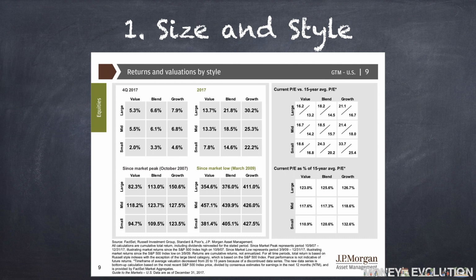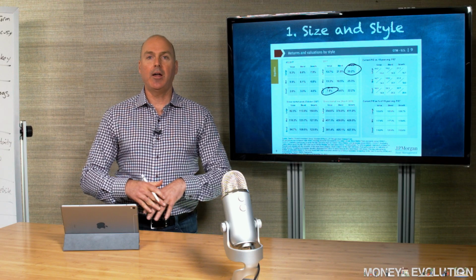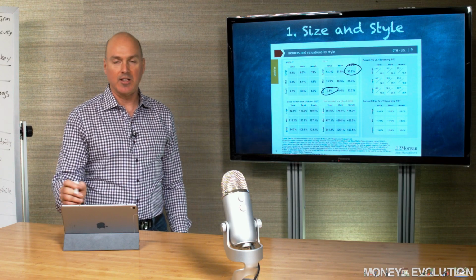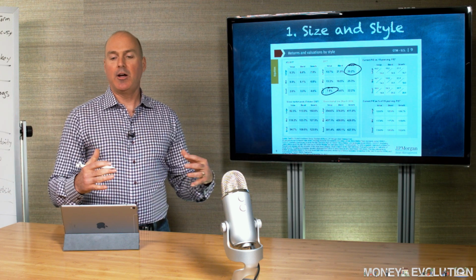So we look at 2017 and we look at the full calendar year. We can see that large cap growth did 30% that year. Small cap value did 7.8%. So, in 1 year, we had a huge difference.